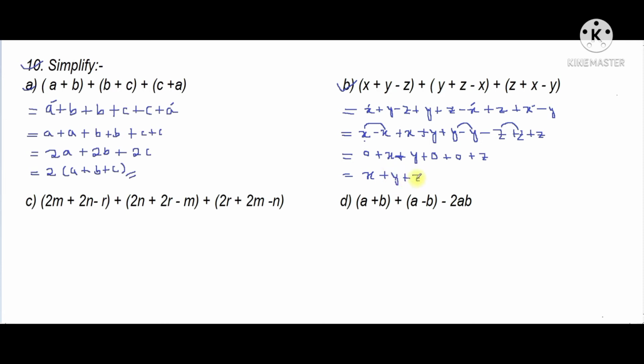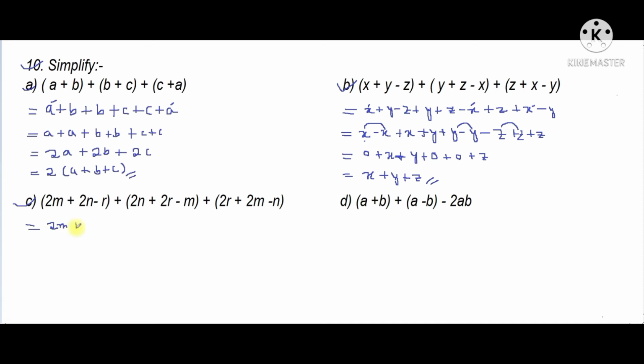So this is the answer of this expression. Here also we can cancel out z minus z, plus z, minus x plus x, plus y minus y. So now see number C. Here we'll break the bracket first.